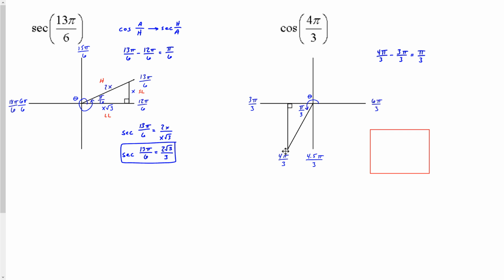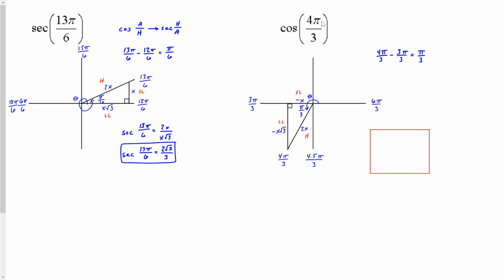So now this is a 30, 60, 90 triangle. So we label the short leg, long leg, and hypotenuse, then label the side lengths. Now your horizontal is going left and your vertical is going down, so that means they both have to be negative values. So I have negative x on the short leg, negative x square root of 3 on the long leg, and one more time, the hypotenuse is always positive.